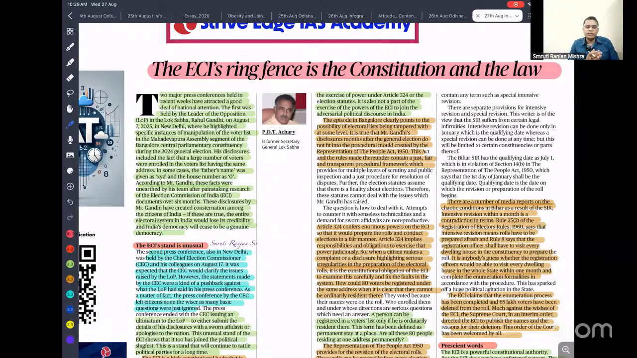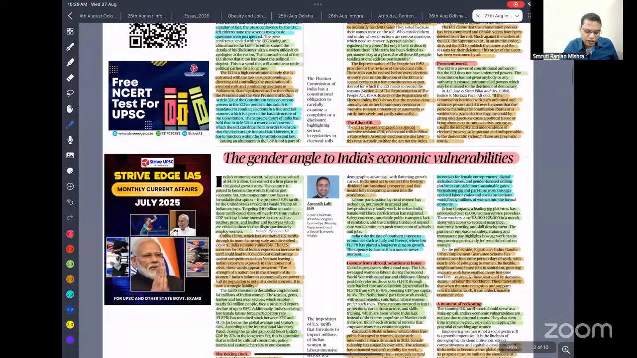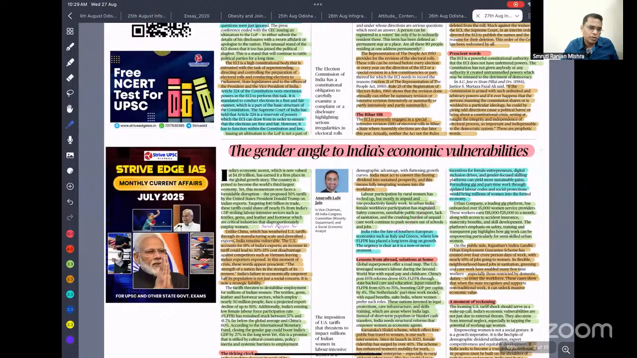I think you know about T.N. Seshan. T.N. Seshan is known as the person who brought credibility to the Election Commission of India. I think the same thing can be restored. Also, the appointment of the Chief Election Commissioner should be by a 3-member committee, in which the Prime Minister, the Leader of Opposition, and the Chief Justice of India need to be there, so that the person appointed as Election Commissioner of India is neutral and rises above the politics of the day. This article is talking about that only. Please read this article. It is also talking about the gender angle of Indian economic vulnerability.